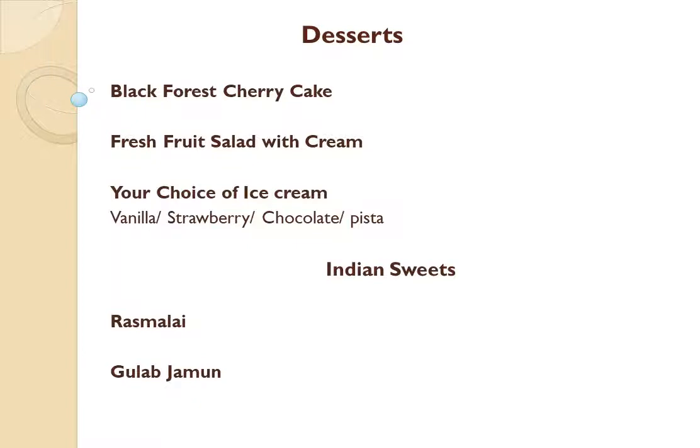Next is dessert. Some of the continental desserts have been written, like black forest jelly cake, fresh fruit salad with cream, your choice of ice creams like vanilla, strawberry, chocolate, pista, or the guest can have any Indian sweets. In the Indian sweets, if the guest places an order for rasmalai, then generally we serve two pieces of rasmalai. In case the guest is asking for gulab jamun, in the gulab jamun also we generally serve two pieces. For ice cream also we serve two scoops of ice cream.